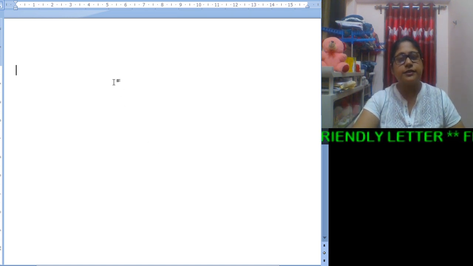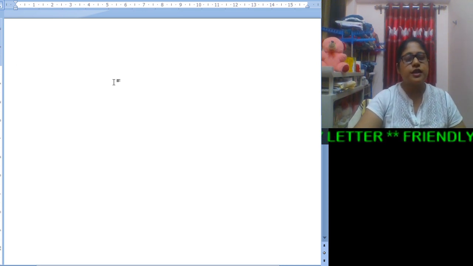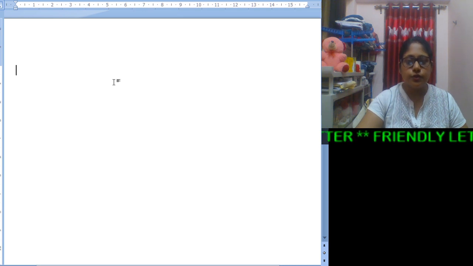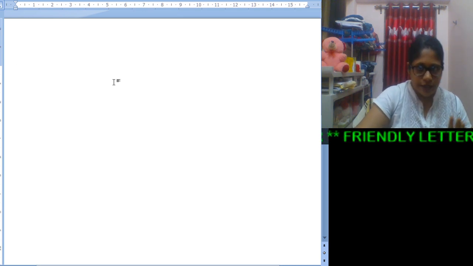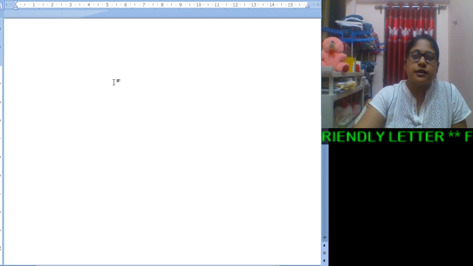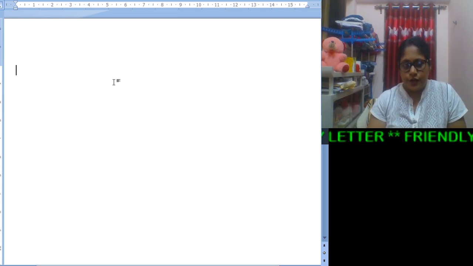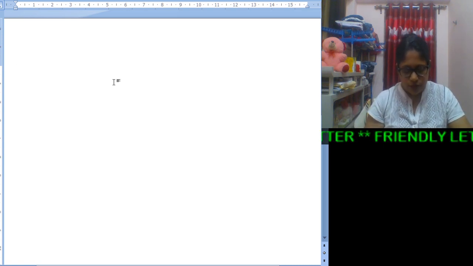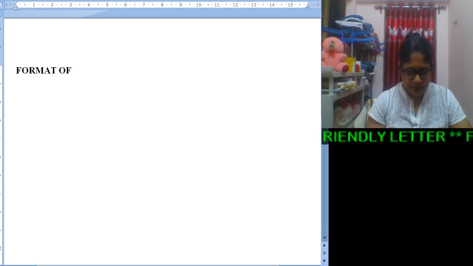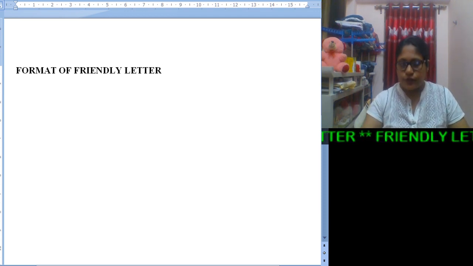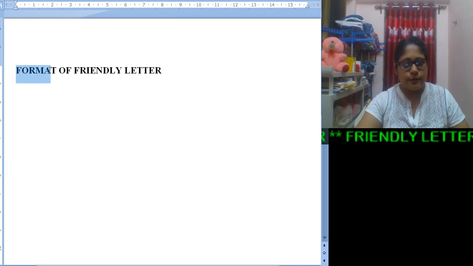Before I start my class, I want each one of you to keep your exercise book and pen ready with you. If you don't have them ready with you, just do that and jot down whatever, and I will be doing the same job with you all, right? So today we will discuss about the format of friendly letter, right? So this is the thing we will be discussing today.